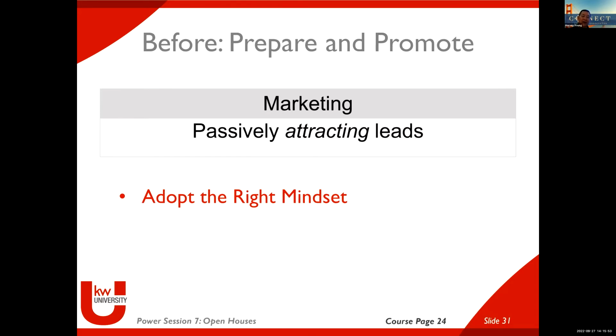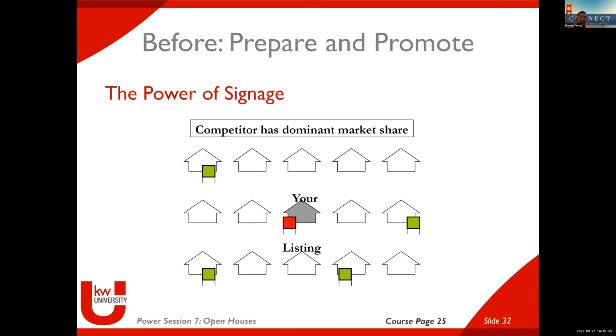Okay, passively attracting leads, adopt the right mindset. Okay. Power of signage. So I have a person on my team, and I've seen people on other teams. I'm not going to point anybody out, but here you have a house in the center, and then you can see these other little green signs there. Those are also listings. So you have one listing, and there are 4 other listings out there.